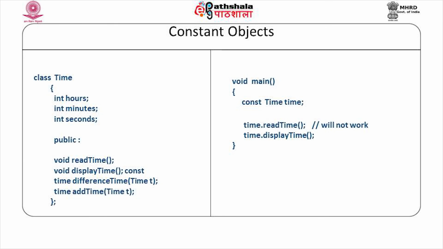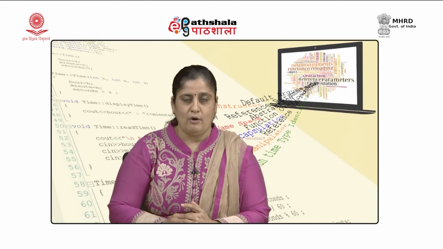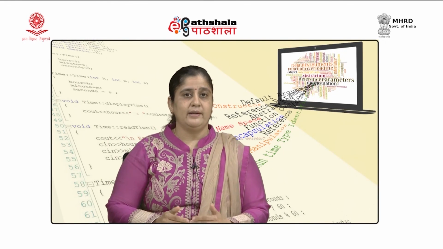Why will it not work? Because this read time function is not a constant function, therefore, it cannot be invoked on this time object. But display time is a constant function, and a constant function is not capable of modifying the data members, therefore, this constant member function can be invoked on the time object. We will revisit the constant objects when we discuss the functions in the coming modules. At that time, we will try to have greater clarity on the constant objects.